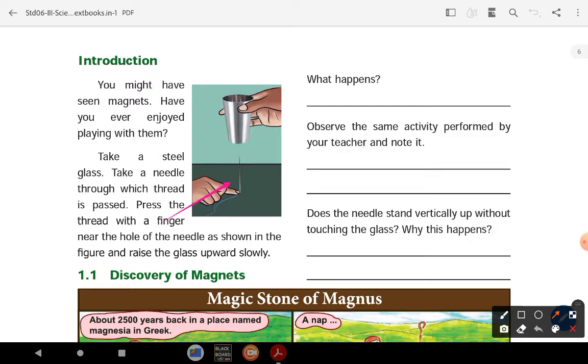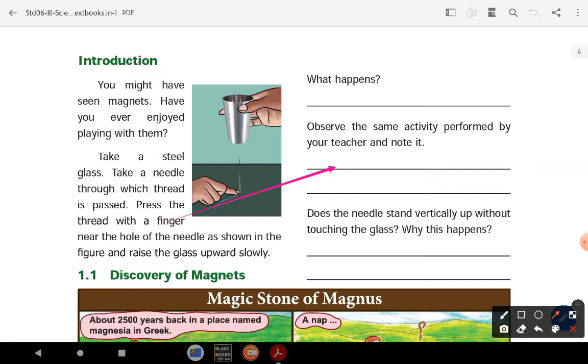Then that's what happens. Observe the same activity performed by your teacher and note it. Now let your teacher do it. Okay, let the teacher do it and see what happens. Of course, now the teacher is online and I'm going to explain it this way. Okay, come along with me.